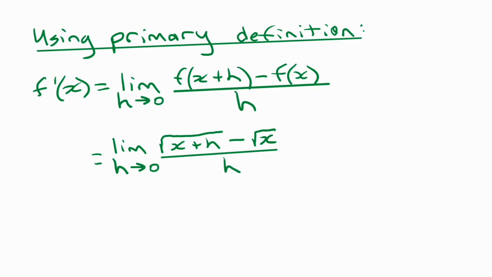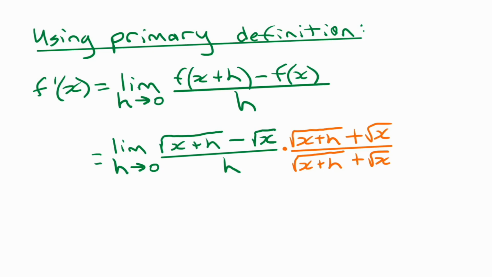And what we're going to do from here is something similar to what we did using the alternate definition, and that is multiply by the conjugate of what's on top here. And the conjugate of that is root x plus h plus root x, right? Because this is a minus, so it's exactly the same thing with a plus there. And you're going to see something similar happen here. Note that we have to multiply it by that over itself, so that we're multiplying by a fraction that's equal to 1, so we're not changing it.